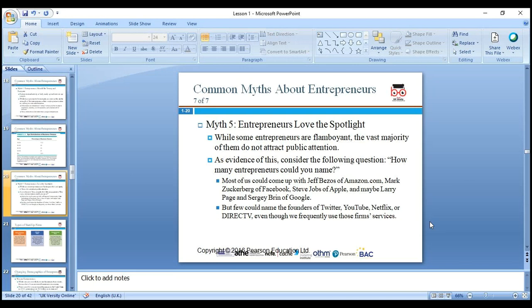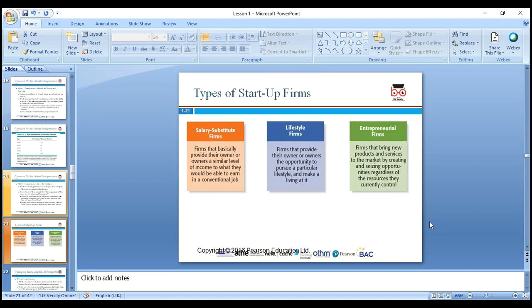Yes, of course, we know the Amazon boss, Mark Zuckerberg of Facebook, Steve Jobs of Apple, and maybe others as well. We can look around at Google, Netflix and YouTube. So all of these founders are entrepreneurs.